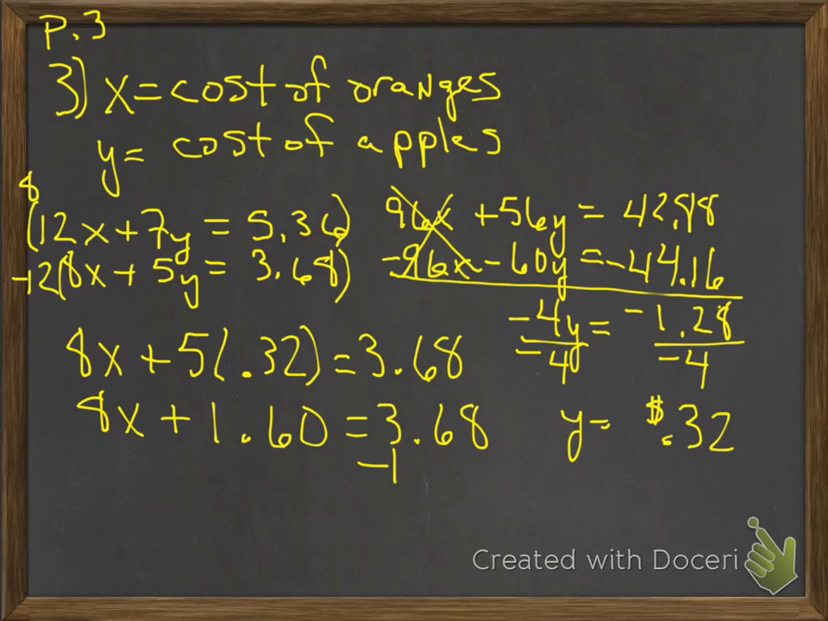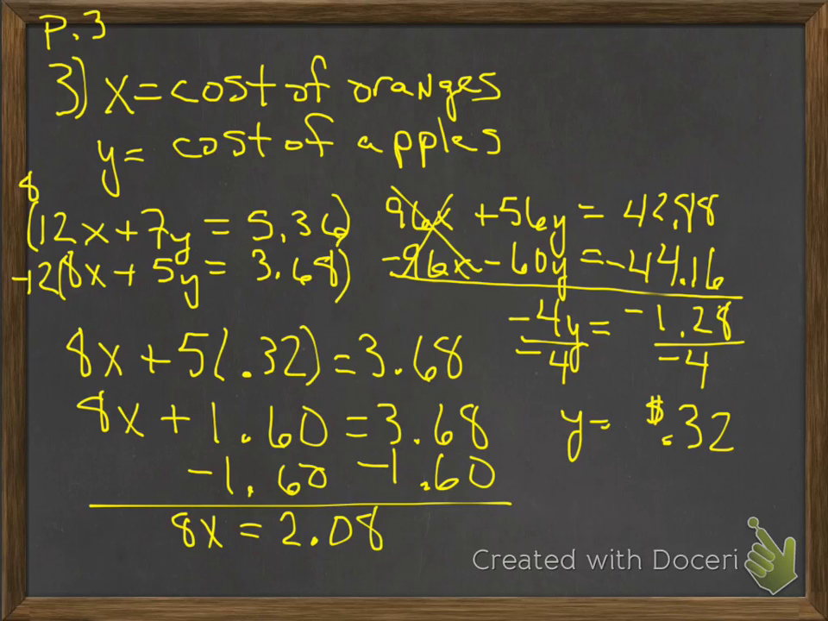Let's try writing that a little bit better. You get $2.08, and then you can divide. So $2.08 divided by 8 would equal 26 cents. So the answer is the oranges cost 26 cents and the apples cost 32 cents each.